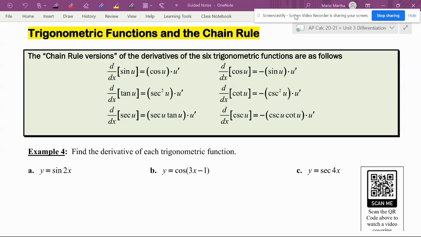Today's topic, we're continuing with 3.1. This would be part 3. So we're looking at the trigonometric functions and the chain rule. The chain rule versions of the derivatives of the 6 trig functions are as follows.